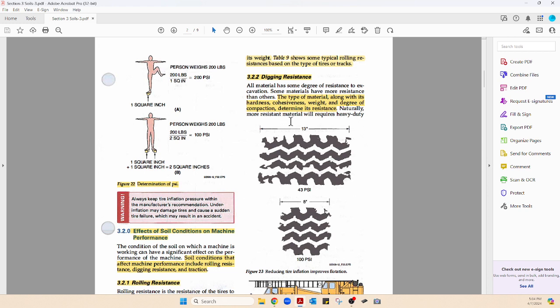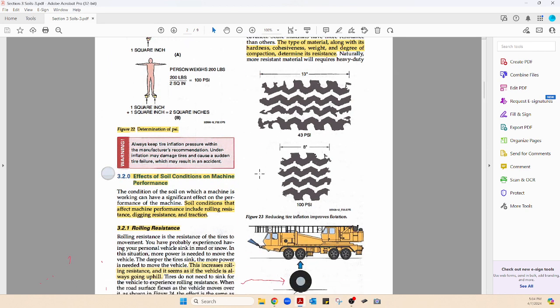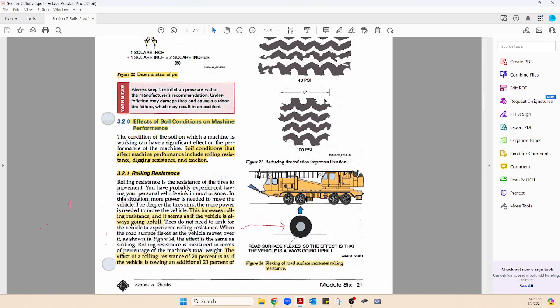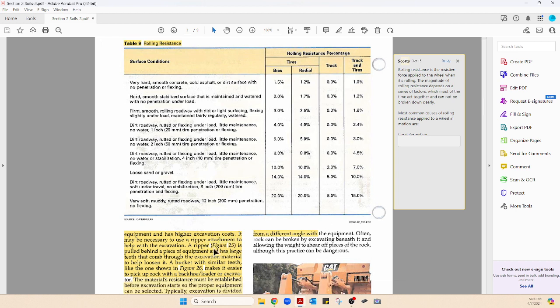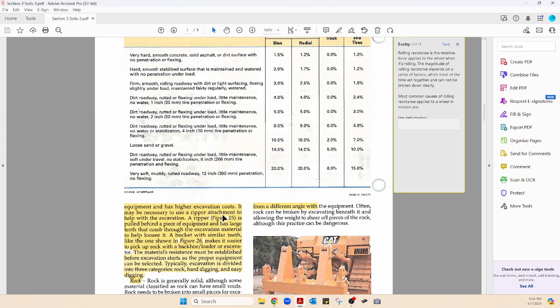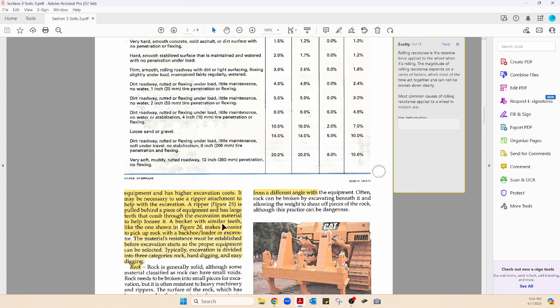How hard is it to pick up in a scraper? So naturally, resistant material will require heavy duty equipment and higher excavation costs. It may be necessary to use a ripper to break things up. And it shows a ripper down here and says, look at figure 25. And there's a ripper, a bucket with similar teeth like the one shown in figure 26.